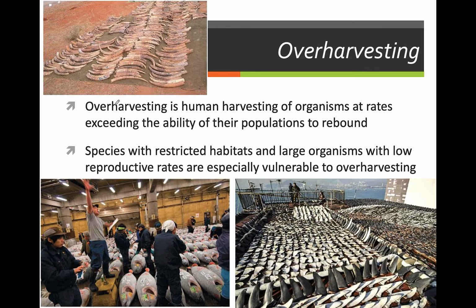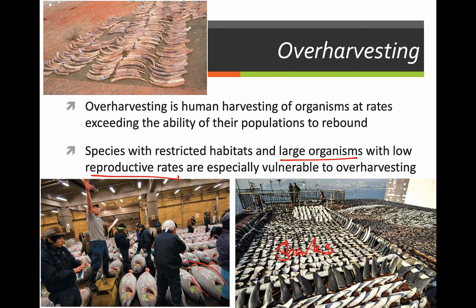Overharvesting speaks for itself. So this is when humans take too much from the environment. So these are tusks up here, or some kind of horn. Down here you can see tuna. So part of the problem with overharvesting is we often take large organisms with low reproductive rates. So for example, tuna, this is shark fins, where they're really large-bodied organisms. They reproduce very slowly, only one at a time, kind of like humans.